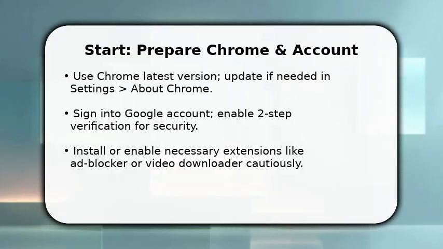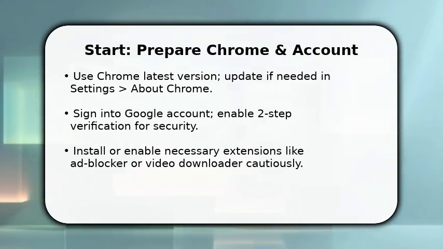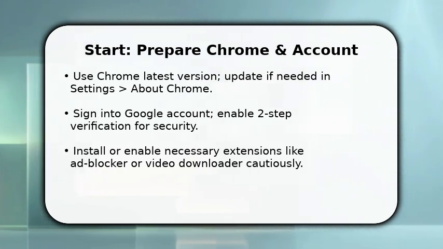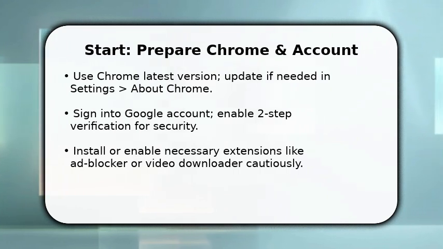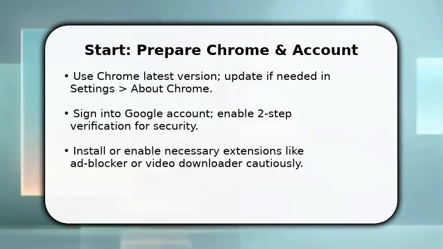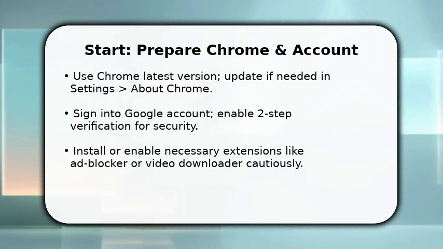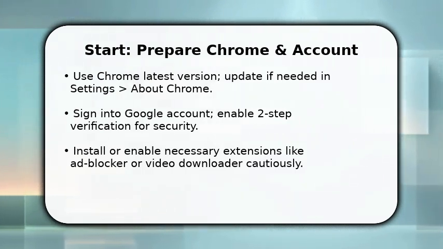You'll begin by making sure Chrome is ready and your Google account is active. Open Chrome and update it if prompted. This prevents playback and security glitches. Sign into your Google account so YouTube syncs history and subscriptions. Once signed in, optionally enable two-step verification for better protection. Install only trusted extensions. They can improve playback or block ads, but may interfere with video features.